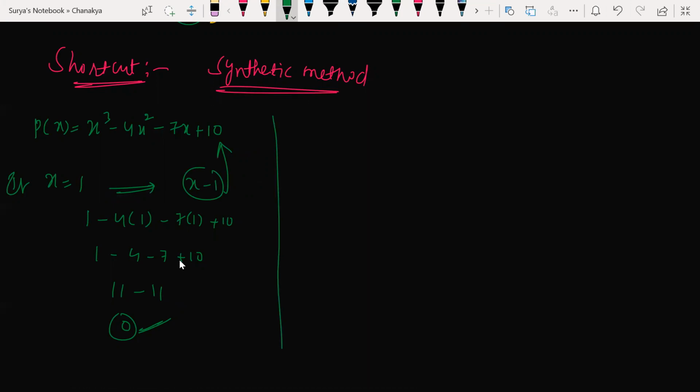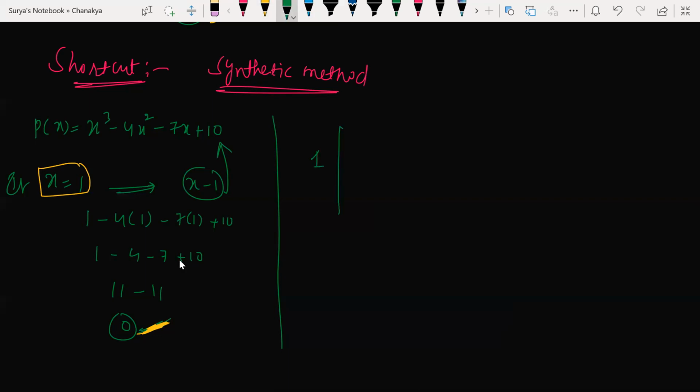Now here x equal to 1 is a factor, right? Why should we take 1 only? You can take any other value which gives you 0. If you substitute that particular value in the given polynomial, you must get 0. So that is going to be your root. Here 1 is a factor, so I took 1 here.